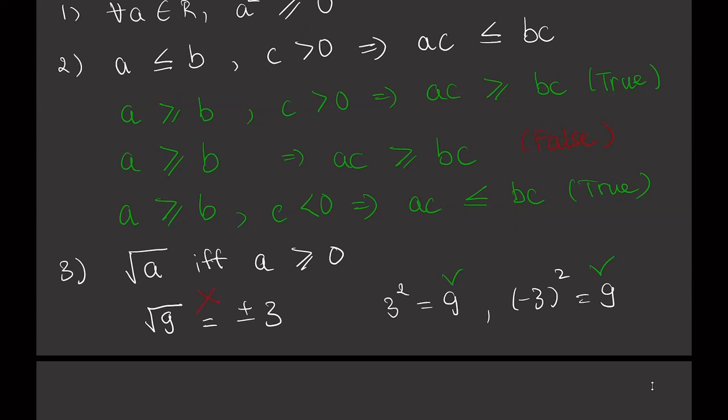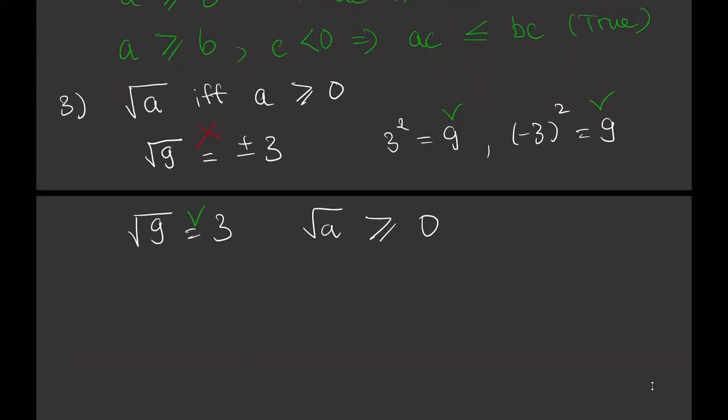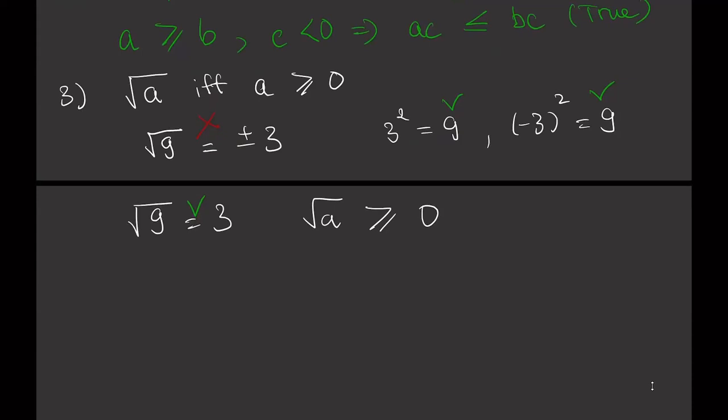However, this one is false because the square root of a number A is always greater than or equal to 0. Square root of something can never be a negative number, okay? So remember this. Many people make mistakes at this point. Square root of a number is always non-negative. And if you want negative 3, you have to say it's equal to negative square root of 9.